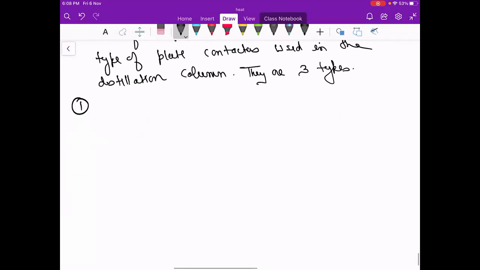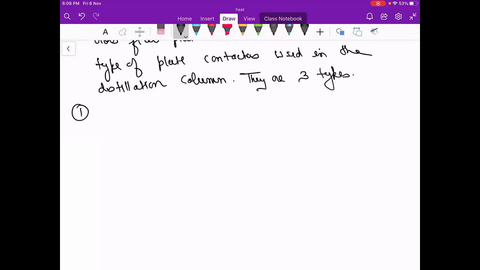Our main motto behind this contactor is that we want a good contact of gas and liquid, because the more contact between them, the more mass transfer will take place. For example, in a distillation column, some liquid is going downwards and some vapors are coming upwards. It is the same in an absorption column.